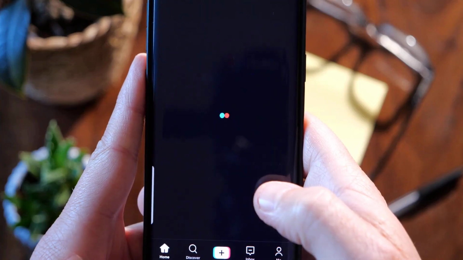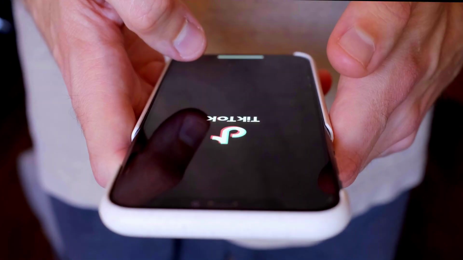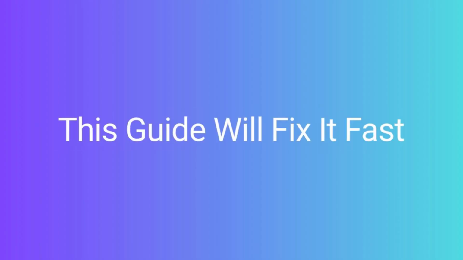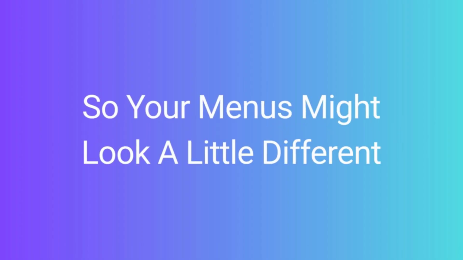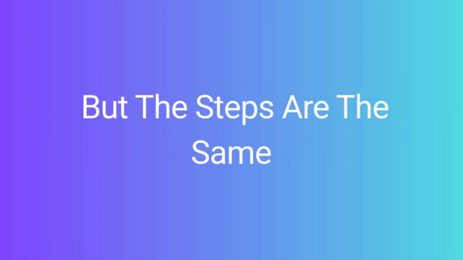If TikTok won't load, videos keep spinning, or shows a blank screen, this guide will fix it fast. I'm using a Google Pixel 7, so your menus might look a little different. But the steps are the same.